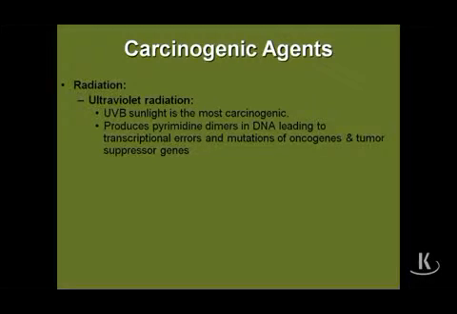Just be happy with the pigment in your skin, what you have. What's going to happen with UV radiation is you're going to produce a number of pyrimidine dimers. And these pyrimidine dimers are going to lead to transcriptional errors and mutations of those proto-oncogenes and tumor suppressor genes, increasing the risk for basal cell carcinoma, as well as squamous, as well as melanoma.